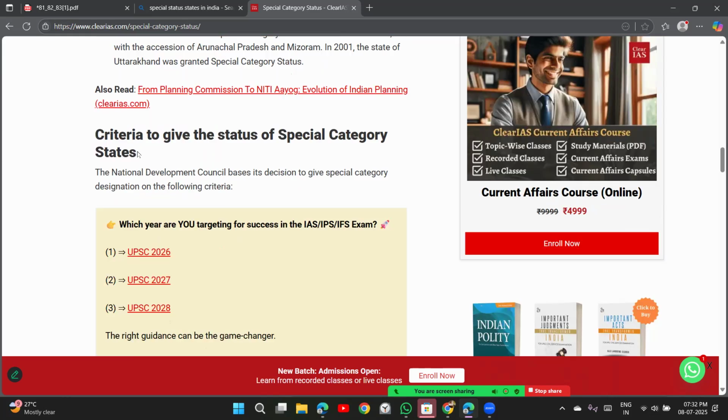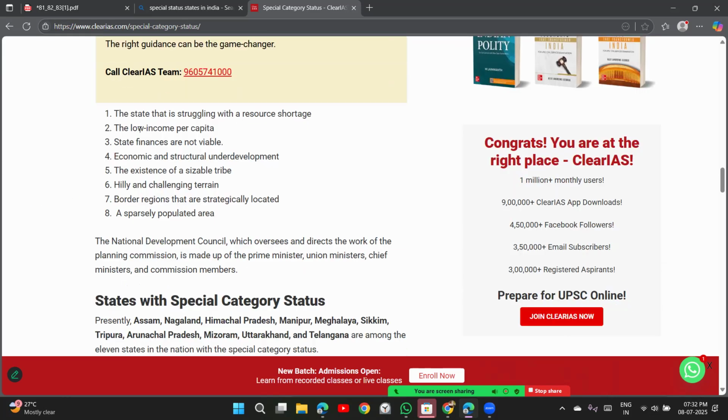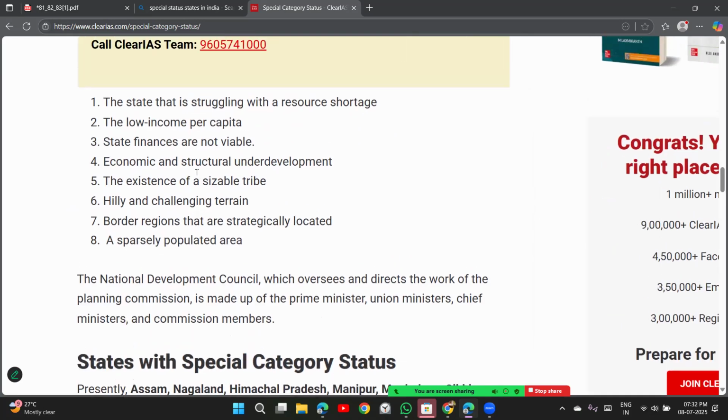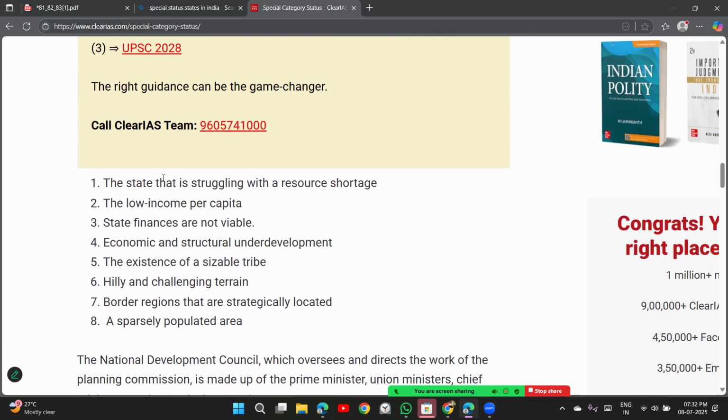So the criteria are important. We'll see: a state that is struggling with resource shortage, low per capita income, state finances that are not viable, economic and structural underdevelopment, existence of a sizable tribal population, hilly and challenging terrain if it is there, and border regions that are strategically located and sparsely populated areas if they are there. So these are the criteria for the states to be given special status. So one, two, three, four, five, six, seven, eight.